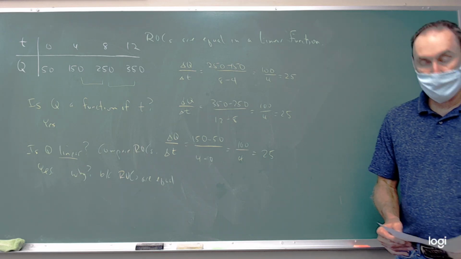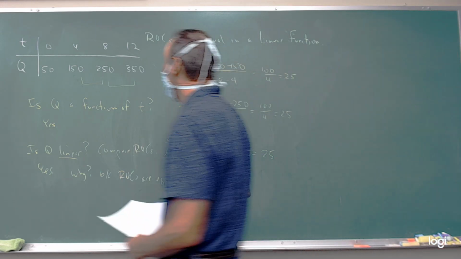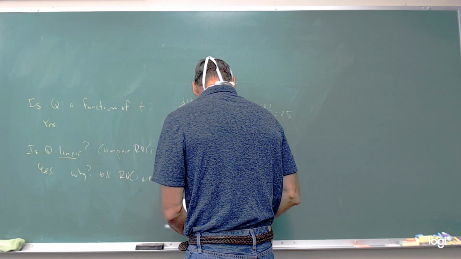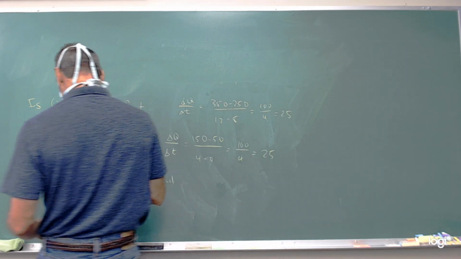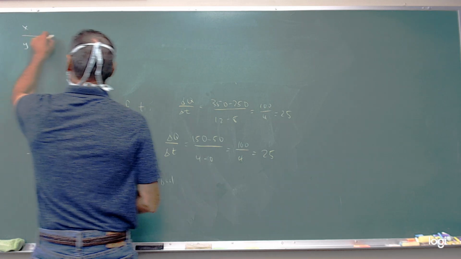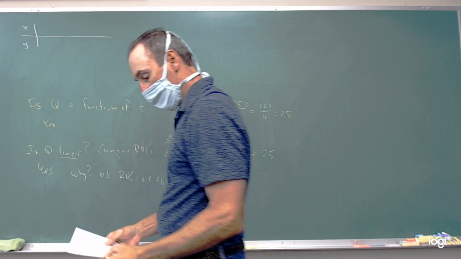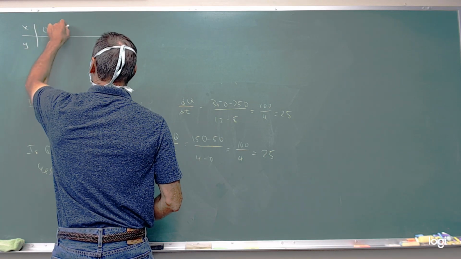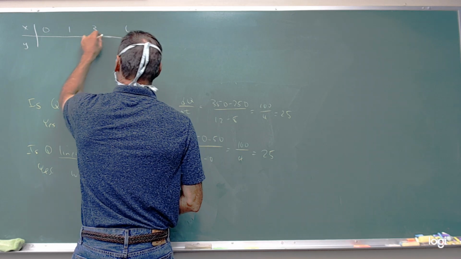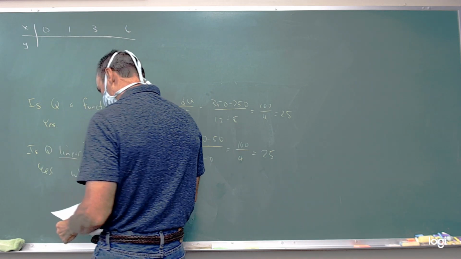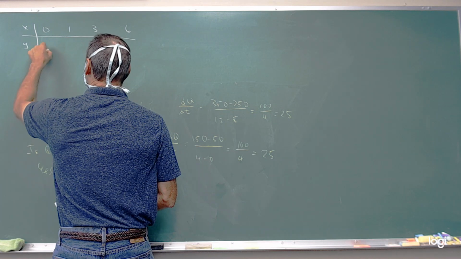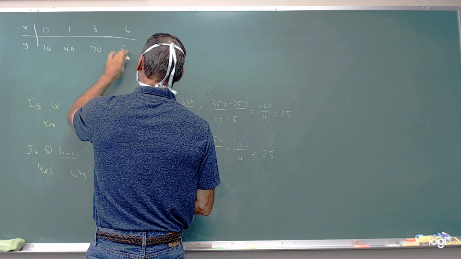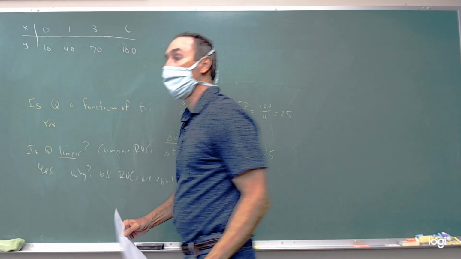Make sense? Let's try another one. And so this time our table is going to be x's and y's. So we'll go x and y. And the x values are going to be 0, 1, 3, 6. And the y values are going to be 10, 40, 70, sorry, 10, 40, 70, 100.